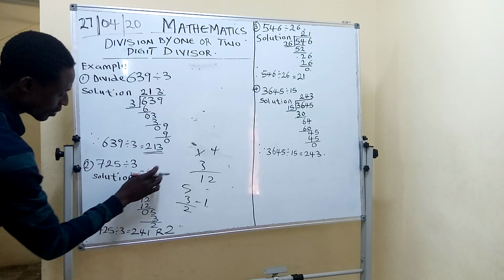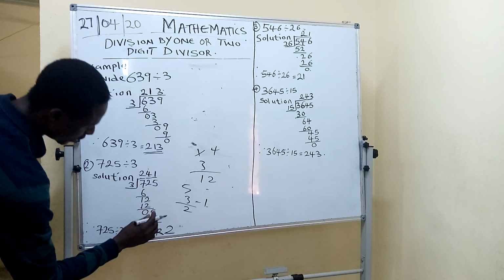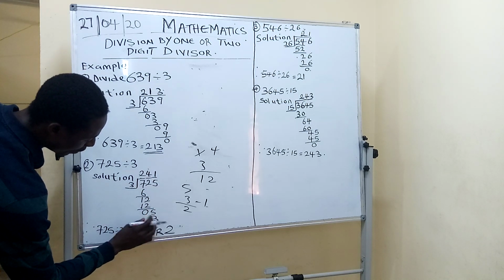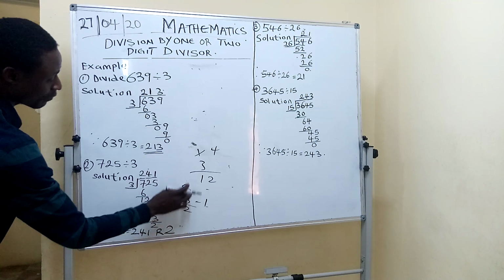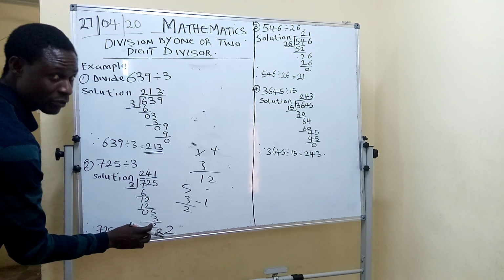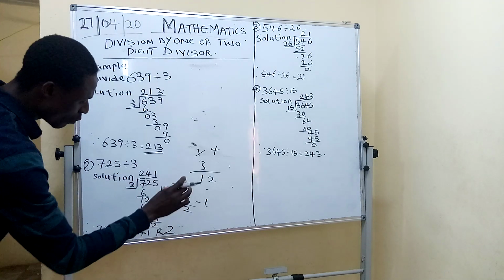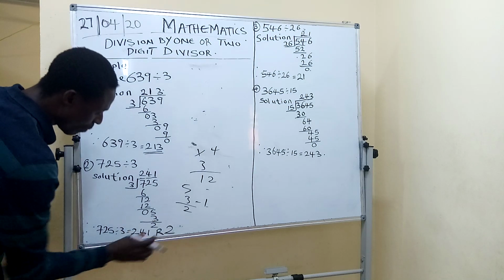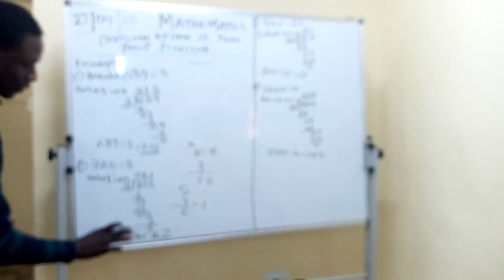Now we say 3 times 1. We have 3. Now you bring your 3 down under the number 5, and you remove 3 from 5. We have 2. Now, because 2 is a smaller number, we cannot have 3 in 2. So now we cannot continue.